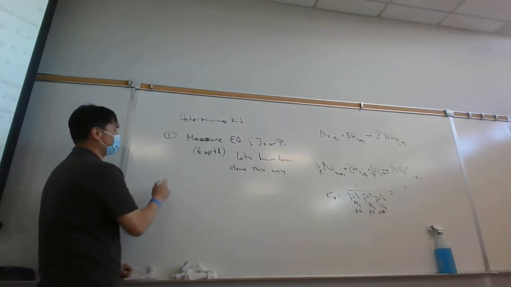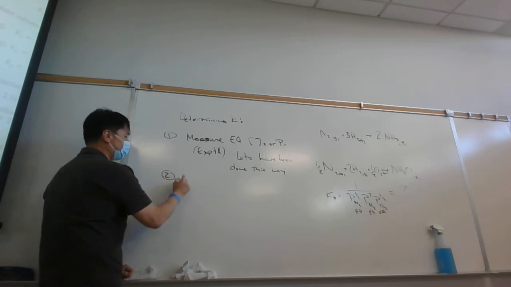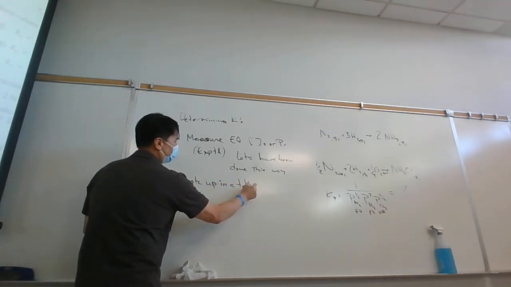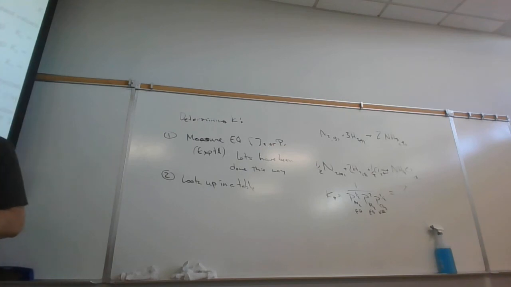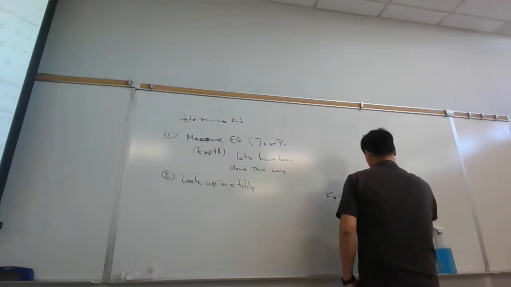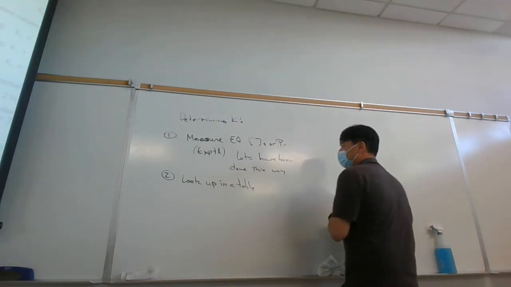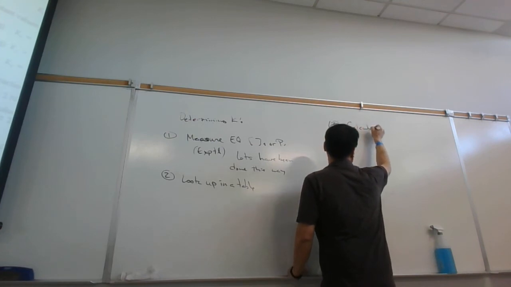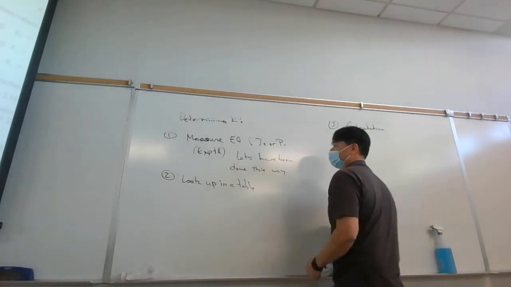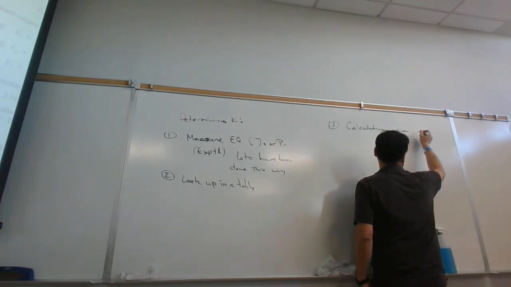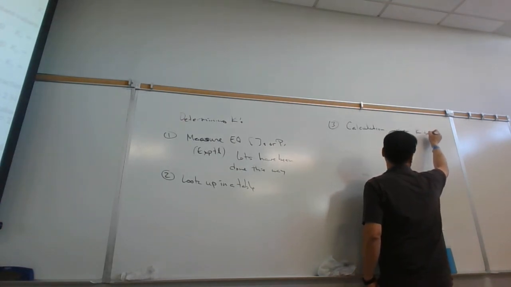And since lots have been done this way, that gives us the second method: just look it up in a table. Because somebody else did the work, all you have to do is copy it off the table. The next way we could do it is by calculating it, given the K table.